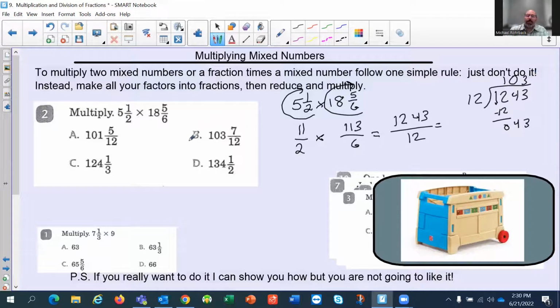Now at this point, we could just circle it and be done, but let's finish it. 3 times 12 is 36. 43 minus 36, borrow, becomes a 3, that becomes a 13. 13 minus 6 is 7. That is your top number. 12 is your bottom number, and you get 103 7/12, which is right there. Okay, so that's how we're going to deal with multiplying with whole numbers.